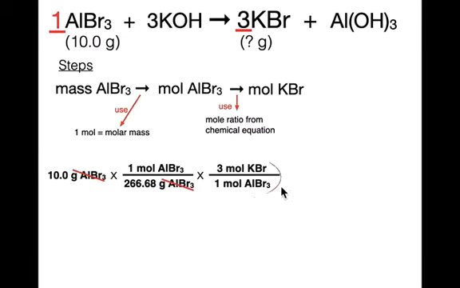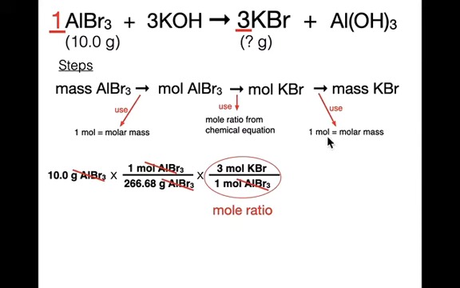So this is our mole ratio. 3 moles of potassium bromide for every 1 mole of aluminum bromide. So again, I got those simply by looking at the balanced chemical equation. Now I placed aluminum bromide in the denominator because we want aluminum bromide to cancel out. So this conversion factor will convert it to moles of potassium bromide. But we need grams of potassium bromide. So there's one more step, converting moles of potassium bromide into grams of potassium bromide.